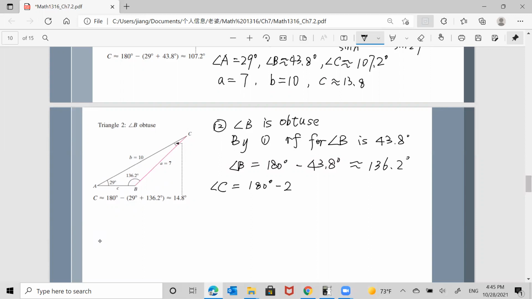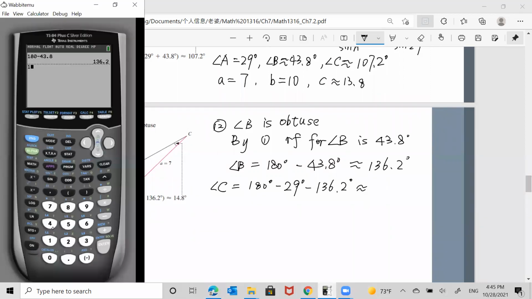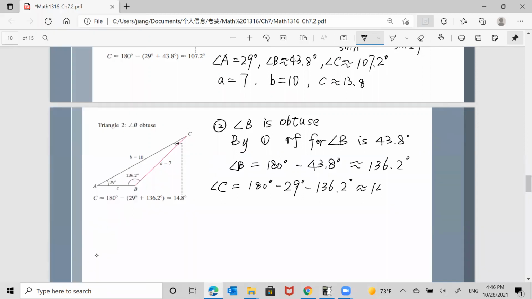So the angle C equals 180 degrees minus angle A. Angle A is 29 degrees minus 136.2 degrees. It's about 180 minus 29 minus 136.2. That's 14.8 degrees. So we have learned the C.